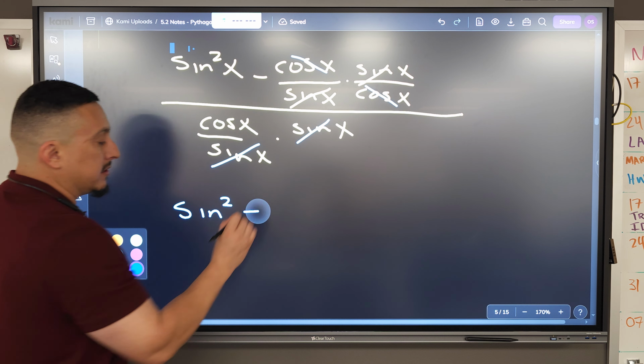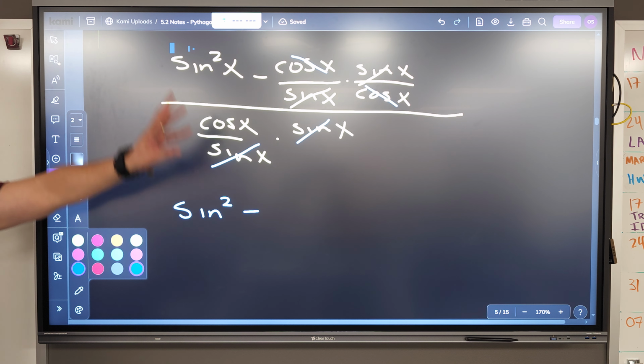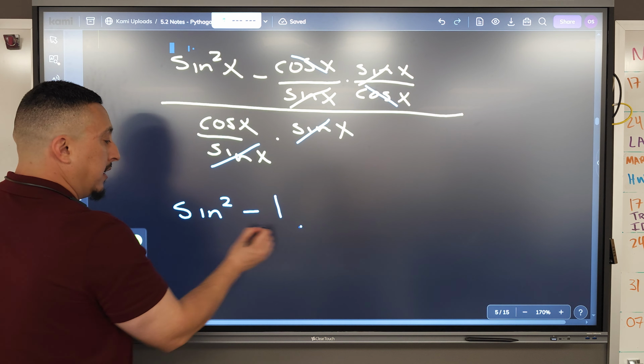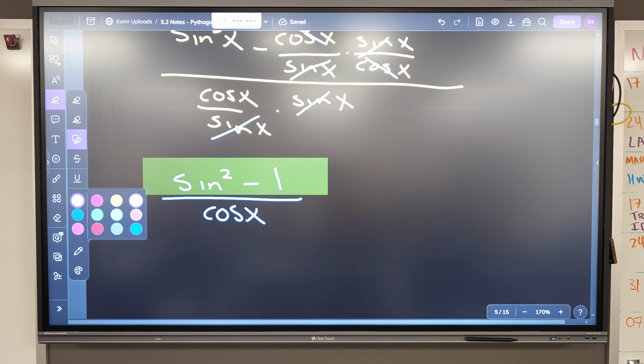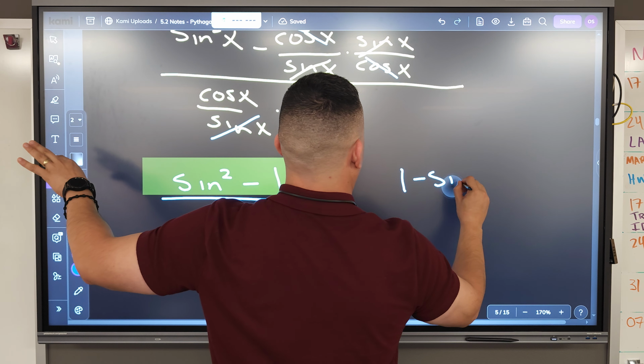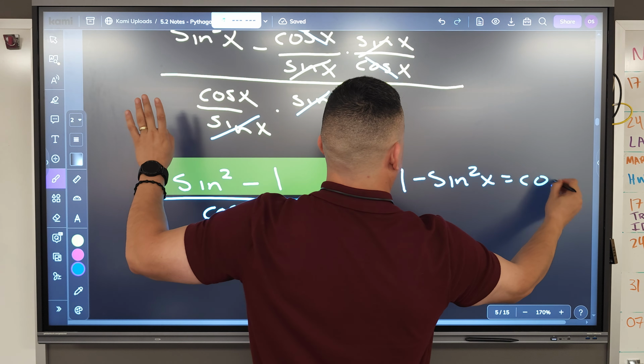Sine squared minus what? 1. That turns to a 1, right? It doesn't disappear. It's a 1 over cosine x. A lot nicer, right? A lot cleaner. So now the question is, can I switch this out? It's very close, right? But it's not exact. Okay, so what you're looking at now is up there, it says this, 1 minus sine squared equals cosine squared.